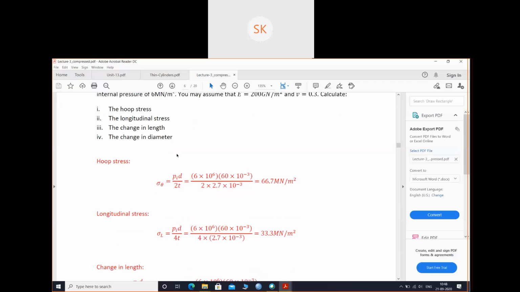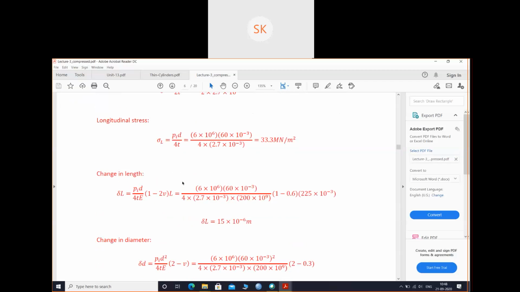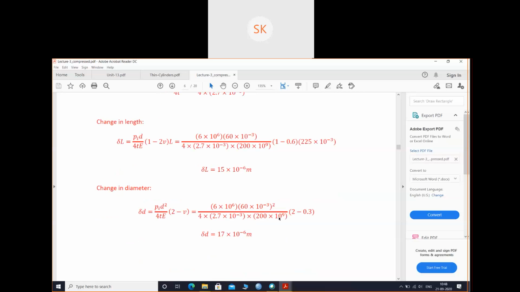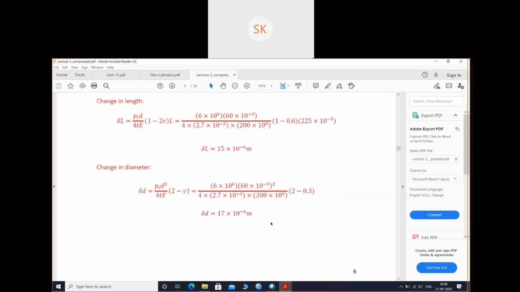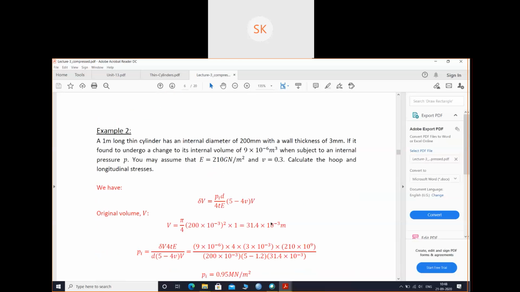Next, they have asked you to find the change in length. In the same way, you should know the formula. What is the formula for change in length? Simply put all the values in the formula and you get the value. Change in diameter, put all the values, you'll get the answer.